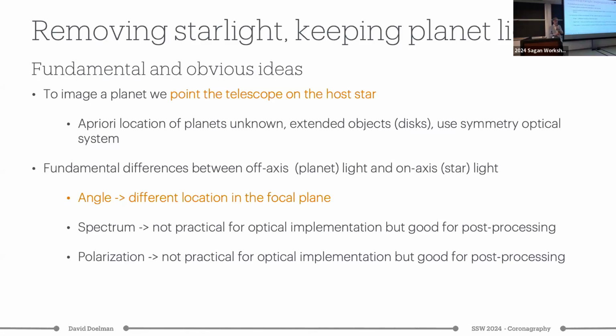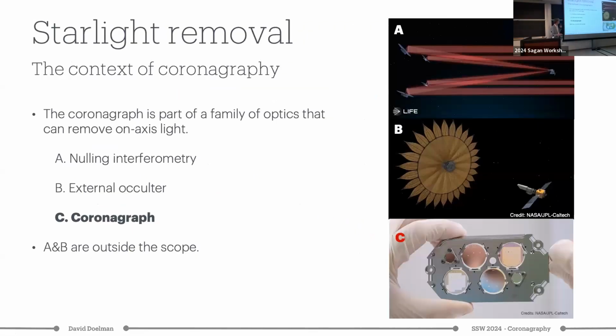That is usually done with post-processing. We can measure the spectrum and then look for traces of the planet spectrum, or for polarization, it's the same thing. But for now, we can't make optics that filter only certain polarizations and also get the precision that we need to find these planets. So we'll look at angle first.